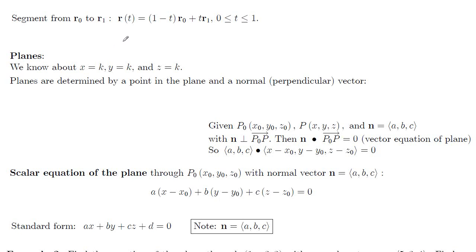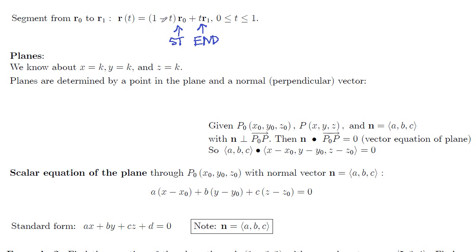Now we can also parameterize segments of lines. If we want to parameterize a segment from R0 to R1, we can write that as R of t. So the position at time t is (1 minus t) times R0, which is your starting point, plus t times R1, which is your ending point. So this is a vector equation for the segment.